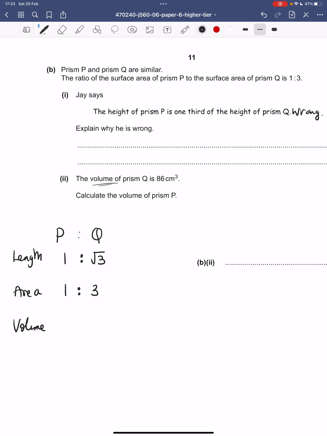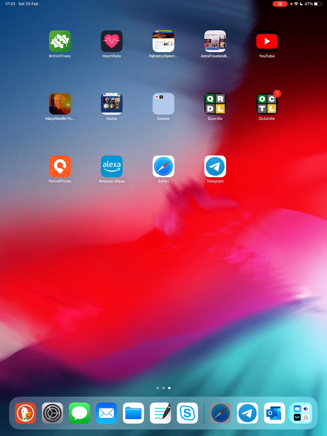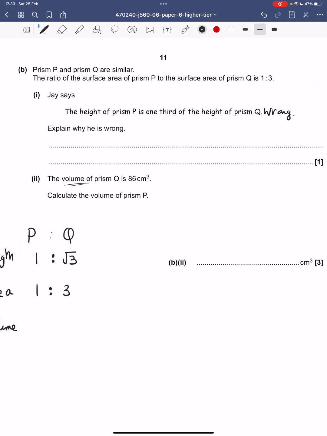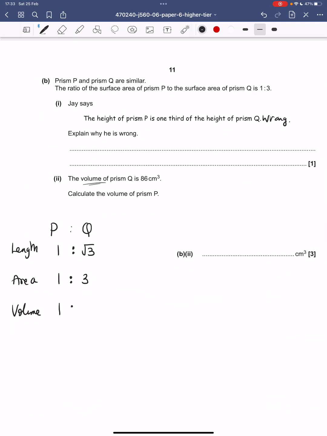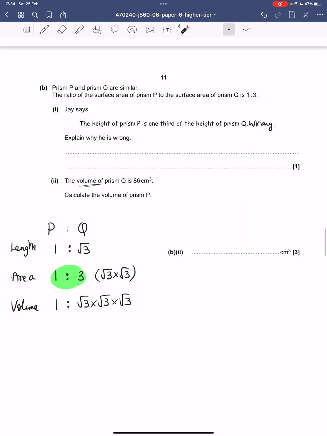And the volume is going to be, whoops, I'm losing it there. The volume is going to be 1 to the square root of 3 times the square root of 3 times the square root of 3. This one, you see 3 is square root of 3 times the square root of 3. So that's the one that we've been given. So to go that way, you take the square root of it. And you go this way, the volume is the square root of it cubed.